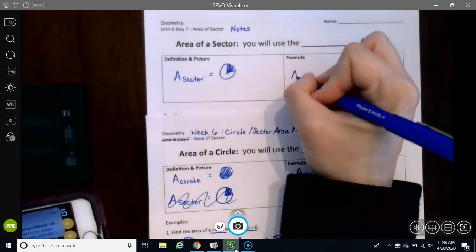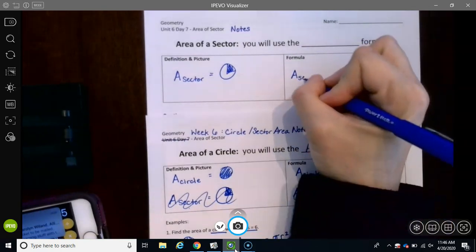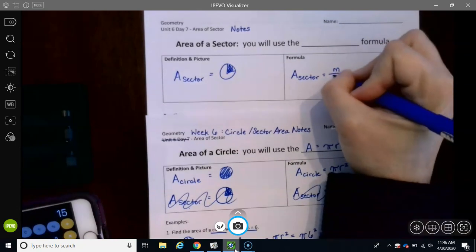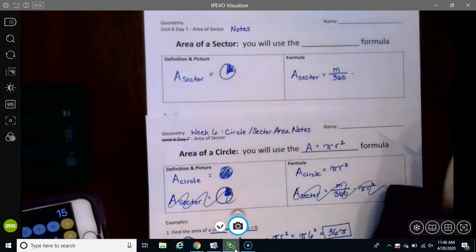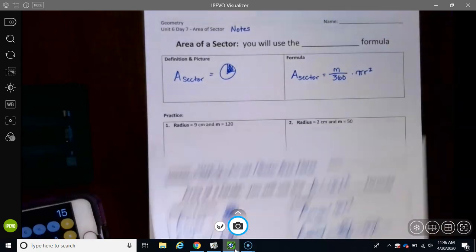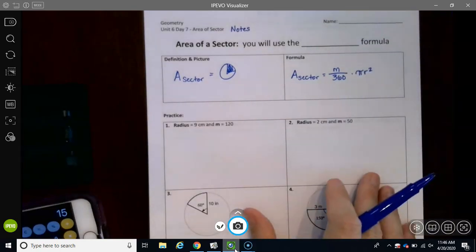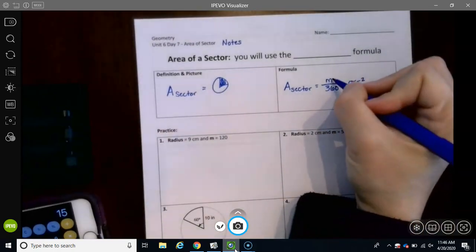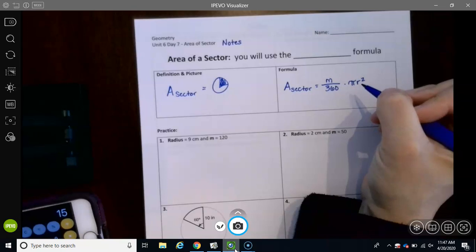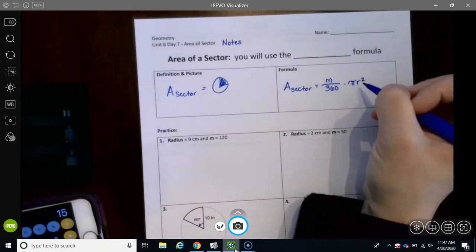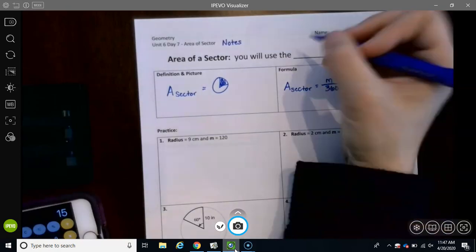And then that formula is m over 360 times pi r squared. And I don't know why they use m this time as opposed to n like we did on the sector length, but it's the same concept. It's the central angle divided by 360. Get that decimal, take it times pi r squared. So I'm going to put that formula up here again.